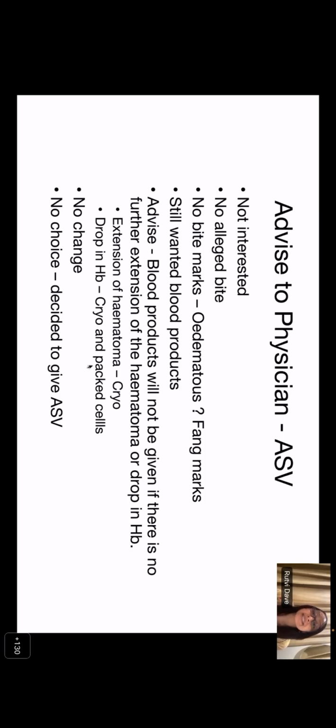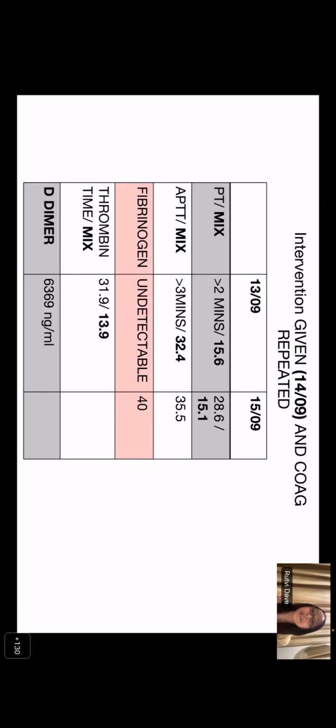And finally, they decided to give anti-snake venom. So after 2 days of waiting, anti-snake venom was given. And these are the parameters which were seen after giving ASV. So after ASV is given on 14th, because for 2 days they didn't respond.